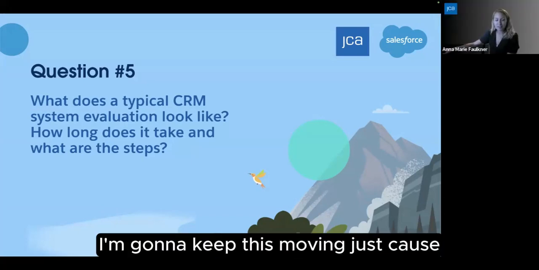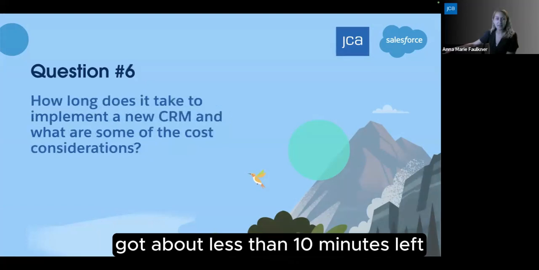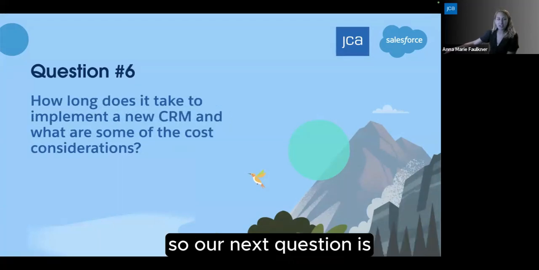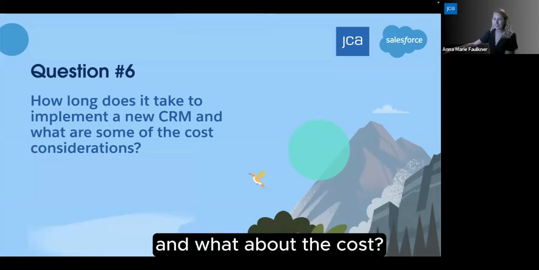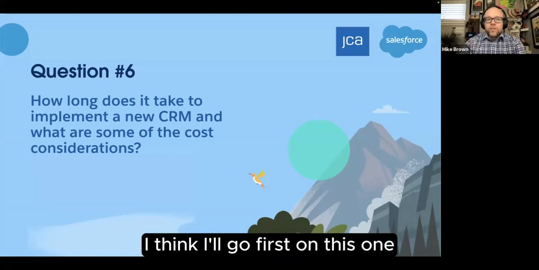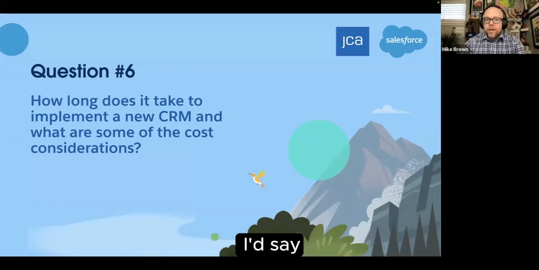Yeah, I'm going to keep us moving just because we've got a little less than 10 minutes left. So our next question is, how long does it take to implement a new CRM? And what about the cost? I think I'll go first on this one.